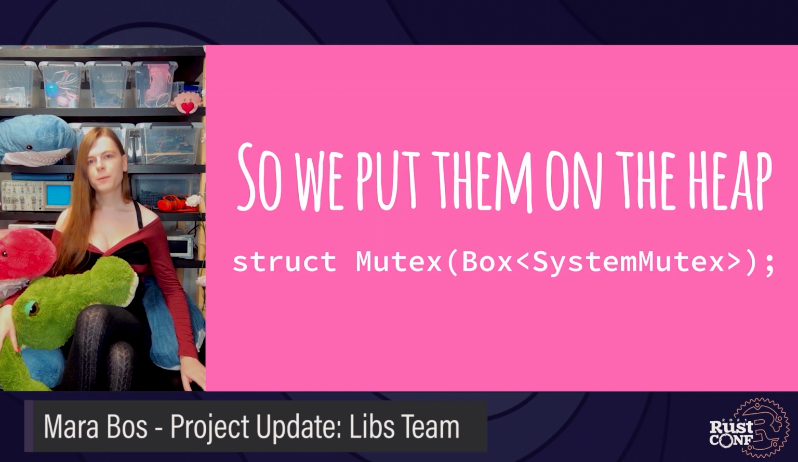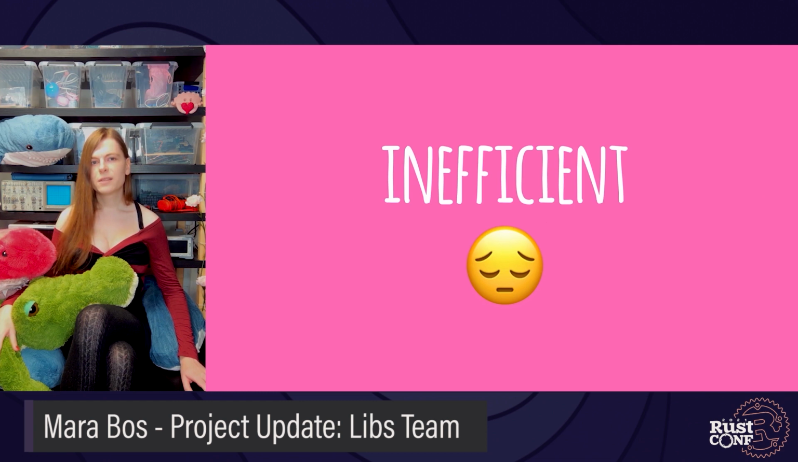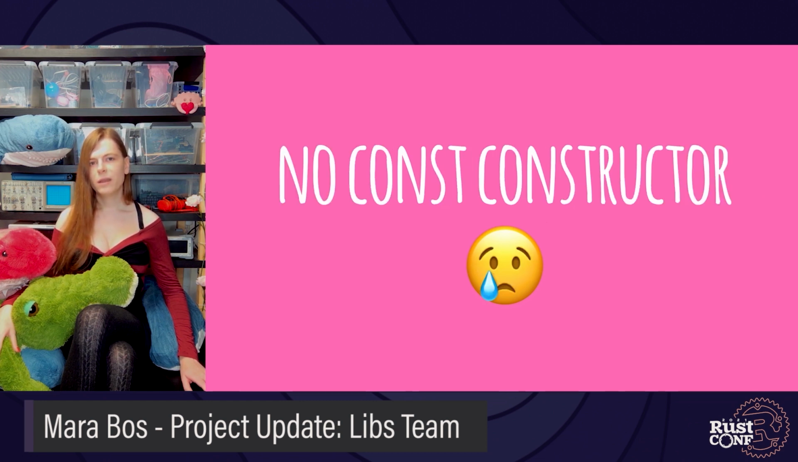So, as a workaround, we allocate them on the heap. We put them in a box. That way, if you move the Rust mutex object, the actual underlying system mutex does not move. This works, but it is inefficient, because now there's allocations and indirections involved. And it means we cannot construct these objects at compile time. So you cannot just have a static mutex object, because it needs to be allocated at runtime.